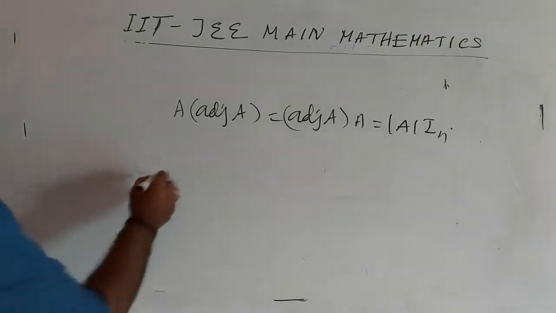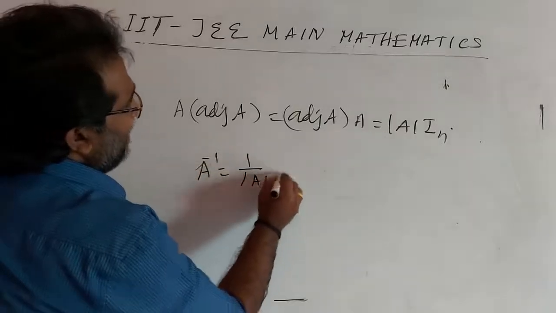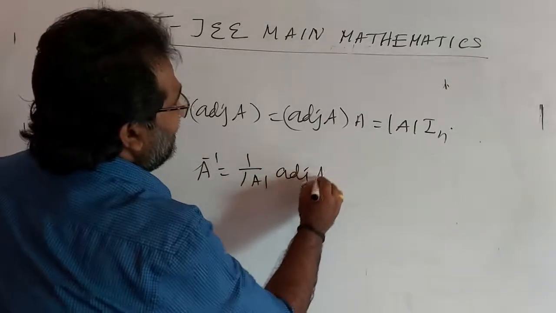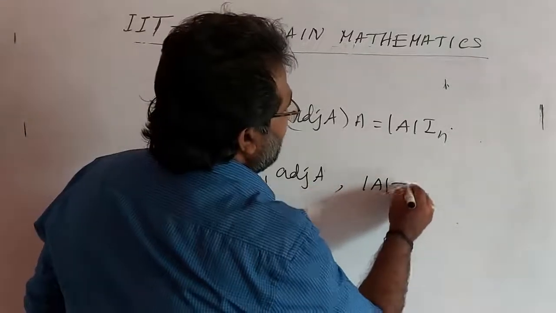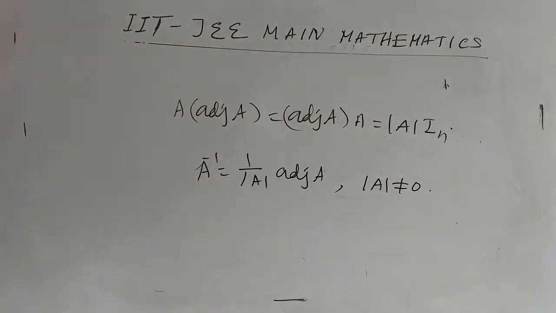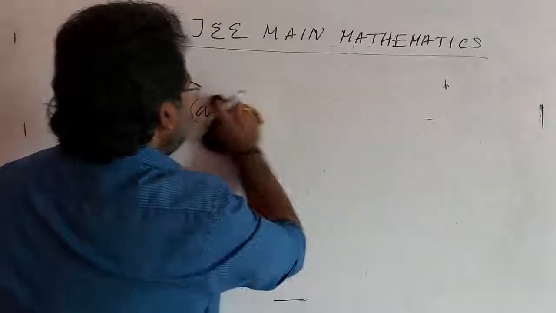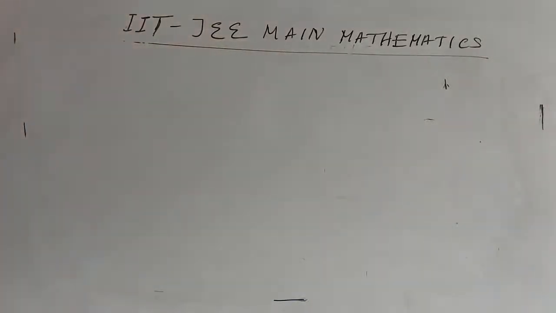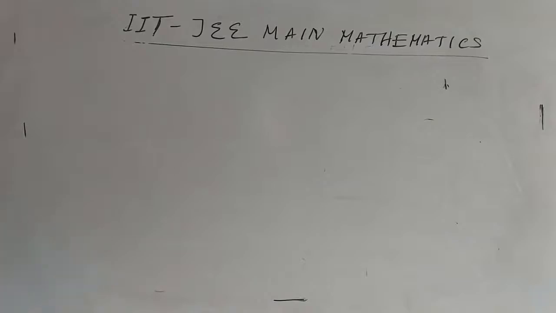You know how to find the inverse of a matrix. To find the inverse of a matrix, A inverse equal to 1 by determinant A into adjoint of A, provided the matrix should be non-singular, that is determinant A not equal to 0. So, properties of inverse of matrices.